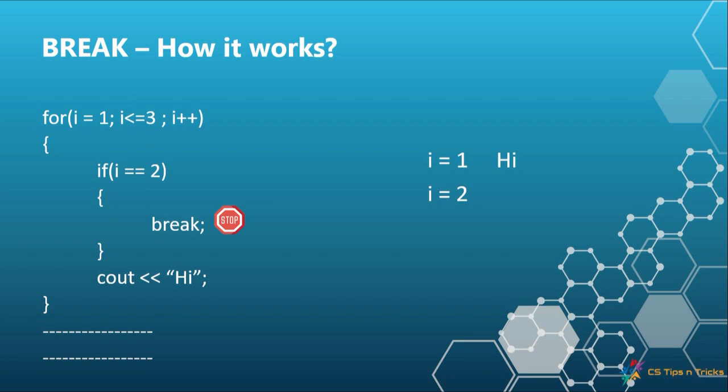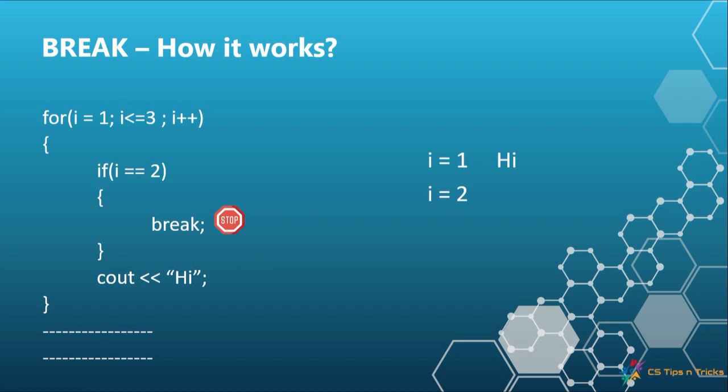In this case, the if condition is true, so it enters into the if statement. Then the break statement is executed. At that time, it stops the execution of the for loop. That means the for loop ends here. This is the working of the break statement.